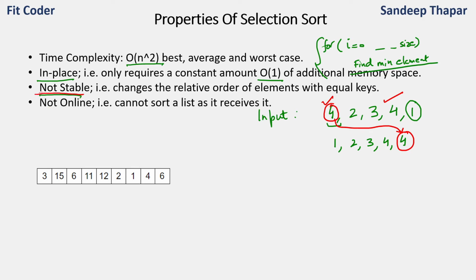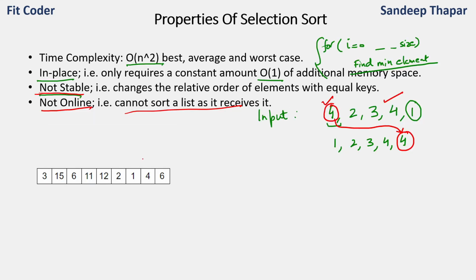And the last property is online. The selection sort algorithm is not online, which means that if we receive a stream of elements, selection sort won't be able to sort it as we keep on adding new elements, because in each step we have to find the minimum element. If we receive a continuous stream of elements and we receive a smaller element later, then the algorithm won't be able to put it in the right position, because it needs to know in advance which is the minimum element. So it is not possible to sort if the elements are not known beforehand. It cannot sort a list as it receives it.